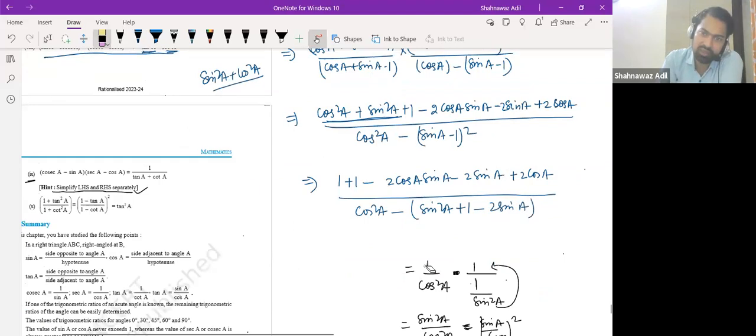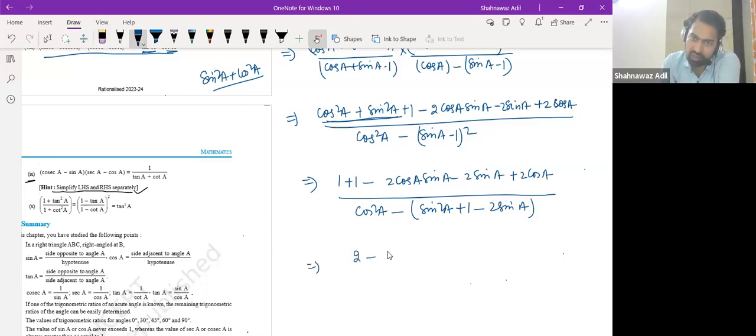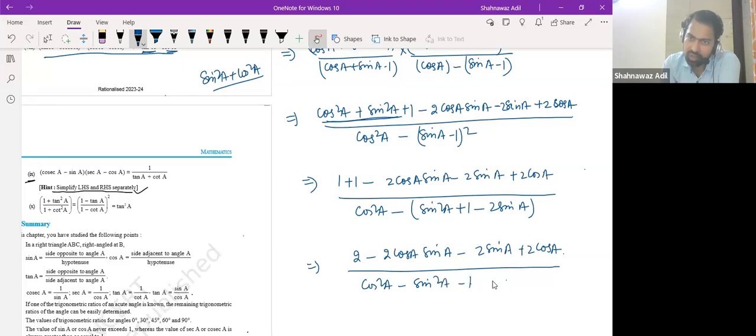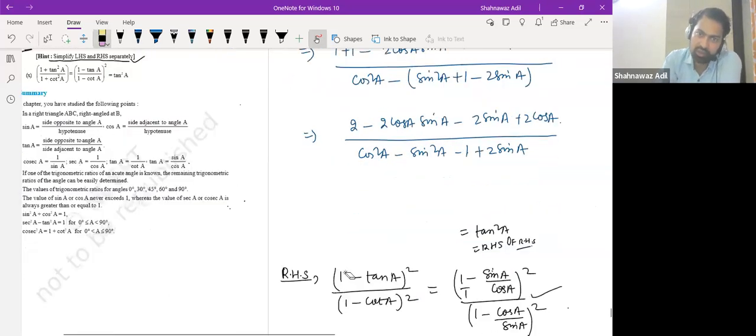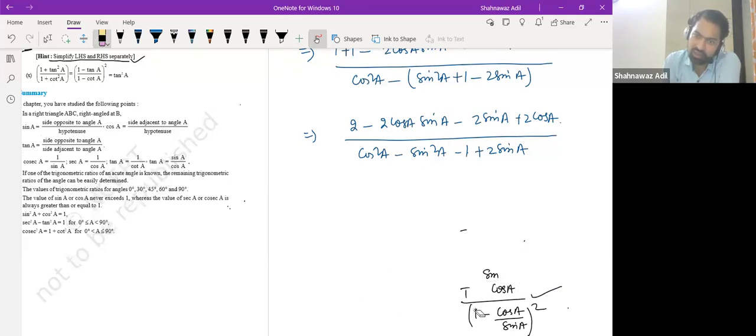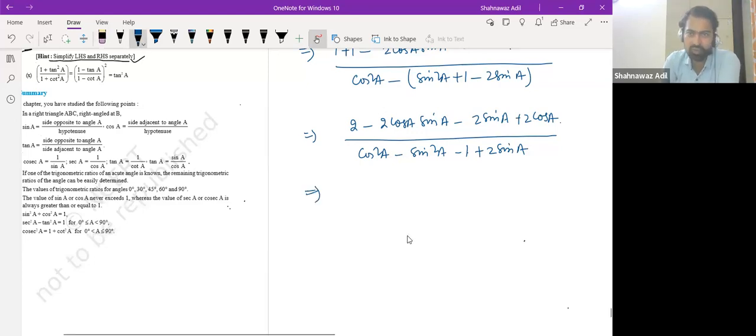Then when you solve these, what will you get? The numerator is 2 minus 2 cos A sin A minus 2 sin A plus 2 cos A. And in the denominator you have cos square A minus sin square A minus 1 plus 2 sin A, right? So this is cos square A, and all the rest are in sin A, so we have to change it into sin A. How can we change cos square A into sin square A? Amira, do you remember? How can we change that? Hmm, don't remember.